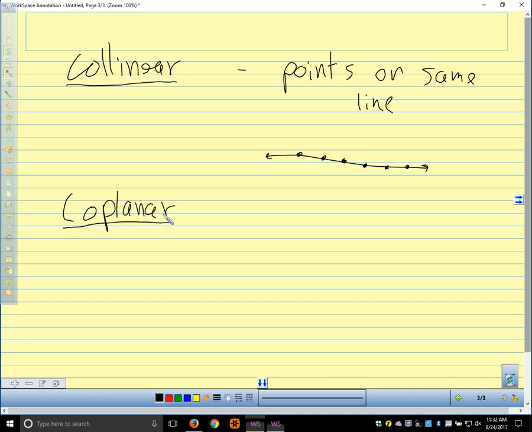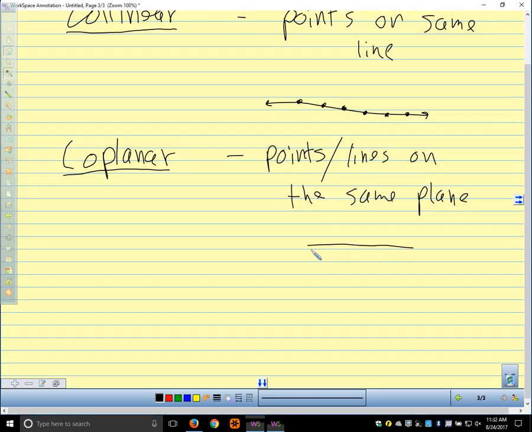How about coplanar? Yeah? There are points and lines that are all on the same plane. Points and lines all on the same plane. So I'm just going to say points and lines on the same plane. So this, if you didn't have a picture for collinear, that could be a way of drawing collinear. Coplanar, we were just talking about a bunch of things that are on the same plane. There's some points that are on the same plane. There's a line that's coplanar with those points, etc.